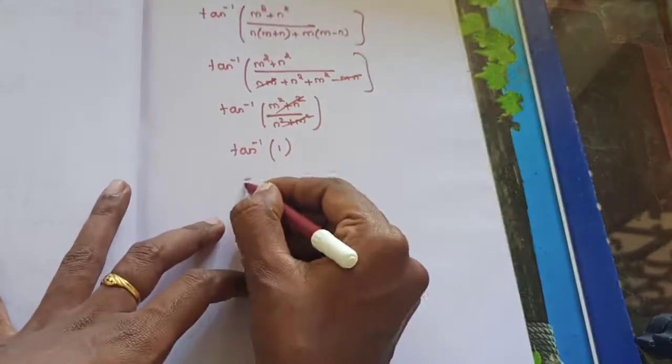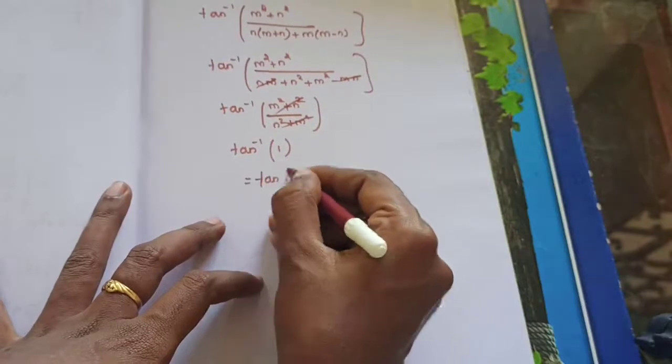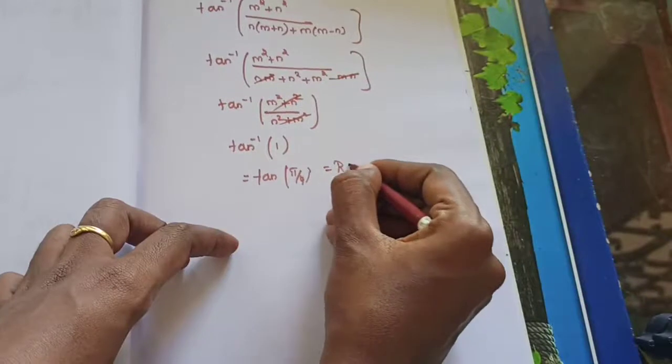So in which angle it is tan inverse? Tan is 1, 45 degrees. So you will write as tan of pi by 4. So that's equal to RHS.